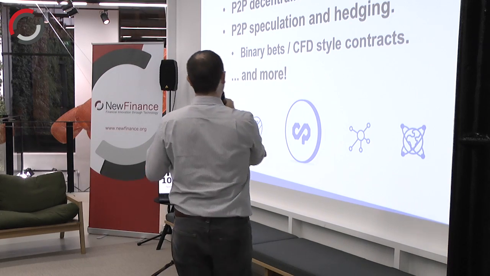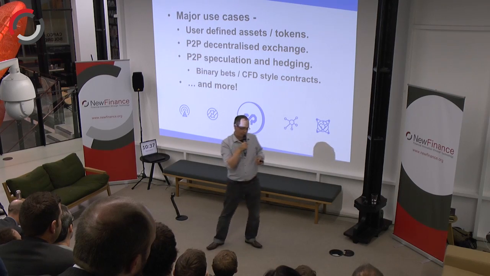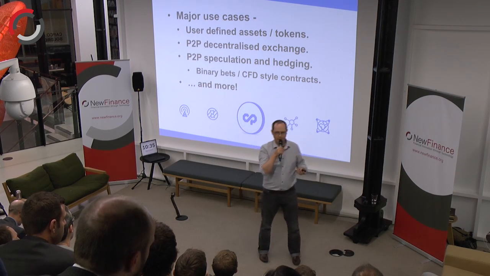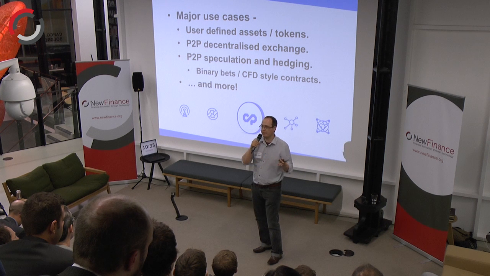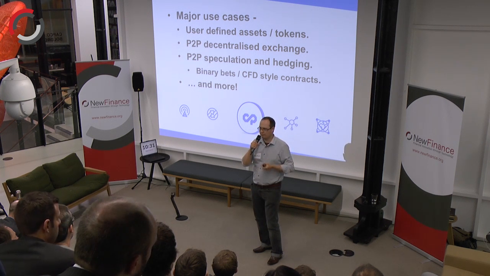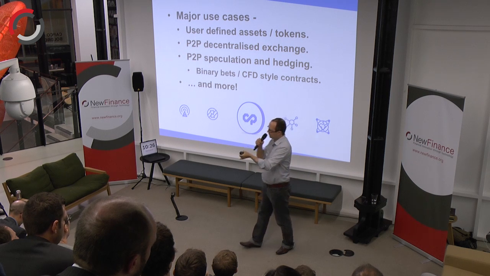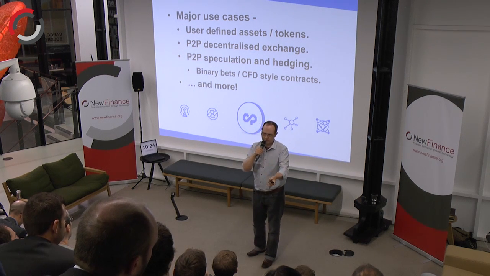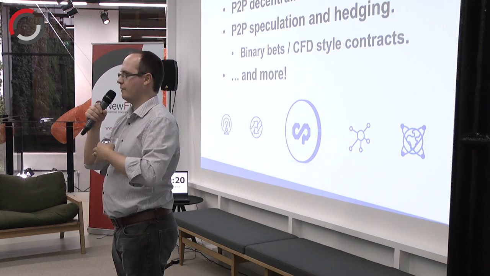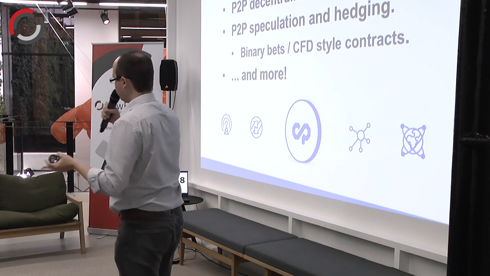So first of all, looking at user-defined assets and tokens. Counterparty makes it really trivial for you to create your own token, kind of like your own cryptocurrency almost. And the way it works, and I'll demo this in a few minutes, is you simply give your token a name, and then you decide how many of that token you want to mint. You pay a small fee to the network, and then the system will give you that token in that quantity under your control, and then you can distribute it however you like.